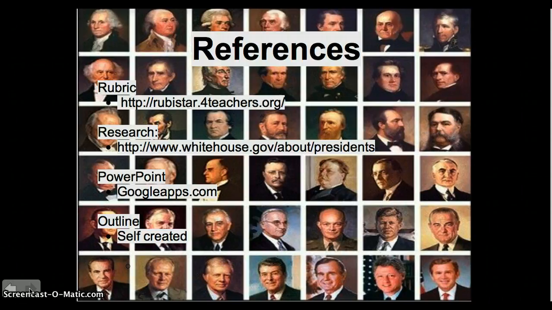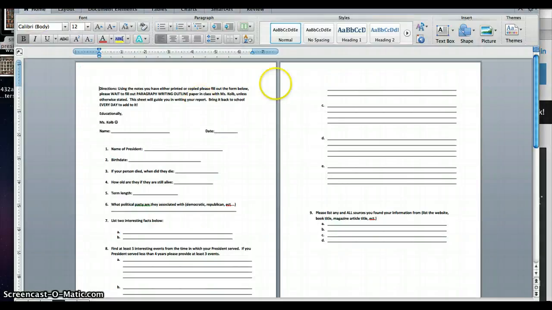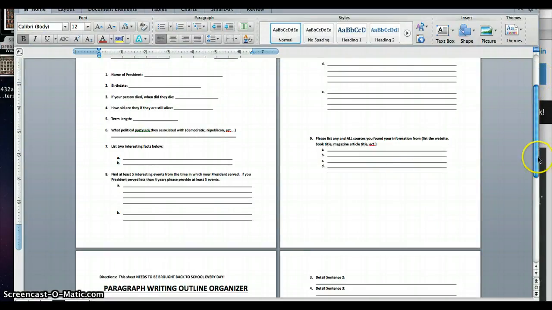The PowerPoint, we did Google Apps. Some of the kids use Microsoft Office, but I tried to do Google Apps when it would allow me at school. Otherwise, the kids did that at home and used Microsoft Office. And then the outline is this right here. This is the outline that I self-created, and it has the directions, all the information that I required.